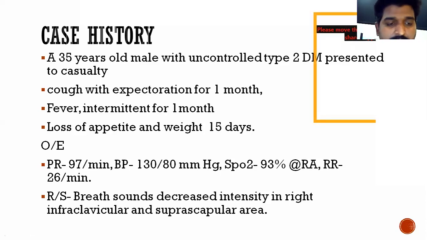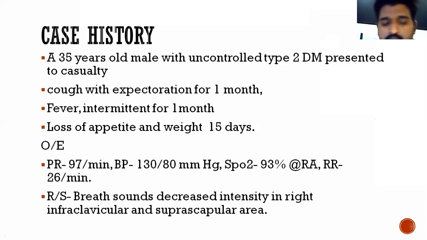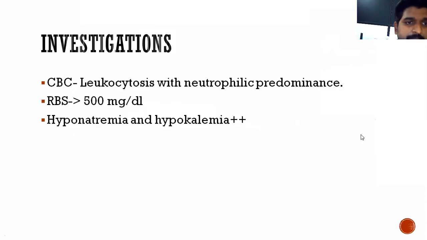On examination, at the time of presentation, the patient's pulse was around 97 per minute, BP around 130 per 80 millimeter mercury, and SpO2 on room air around 93% with tachypnea, that is, a respiratory rate of around 26 per minute. On auscultation, breath sounds were of diminished intensity, particularly on the right side, in the infraclavicular and infrascapular areas.